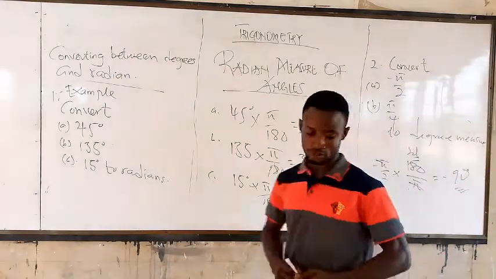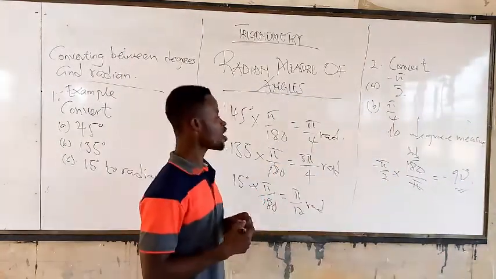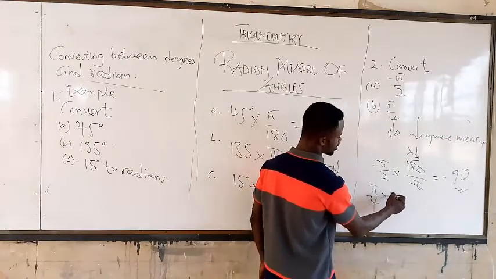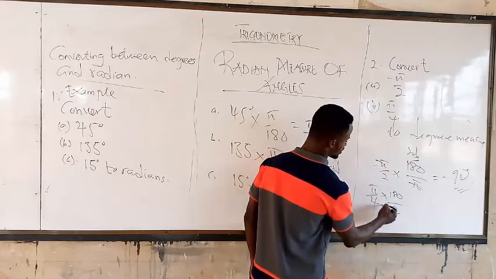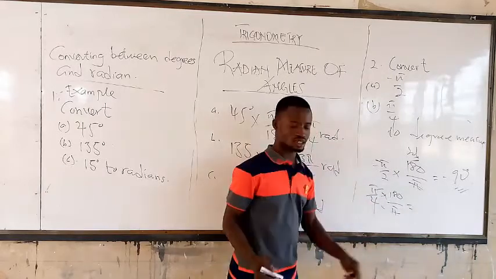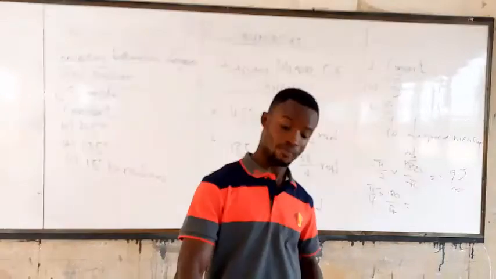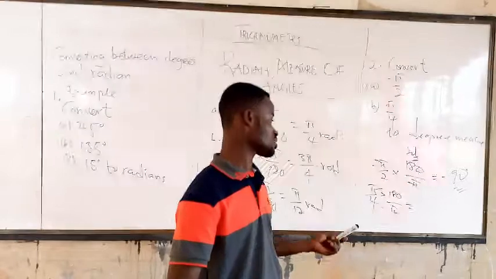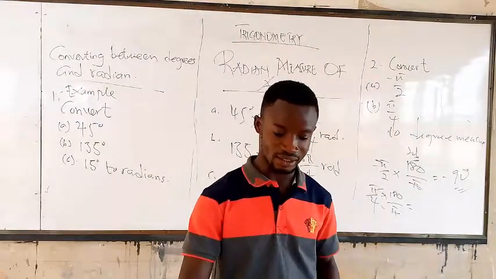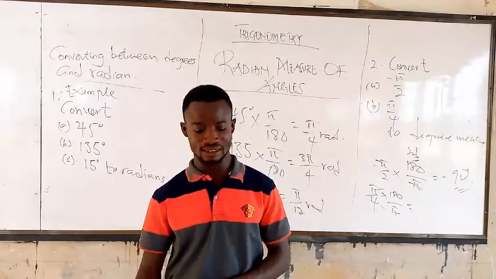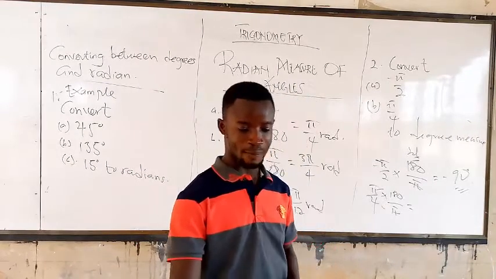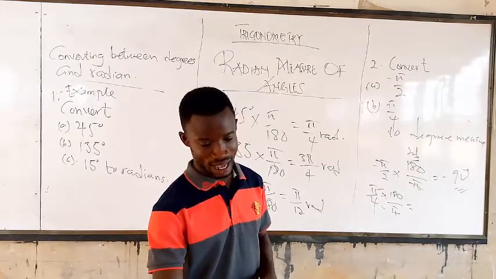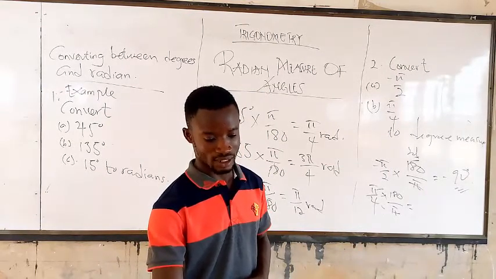Secondly, try the second one. Pi over 4 multiplied by 180 over pi. This will clear out the pi. When you divide 180 by 4, what are you going to get? That is 45 degrees. Alright, so let's look at some applications. Or before that, let me see something.